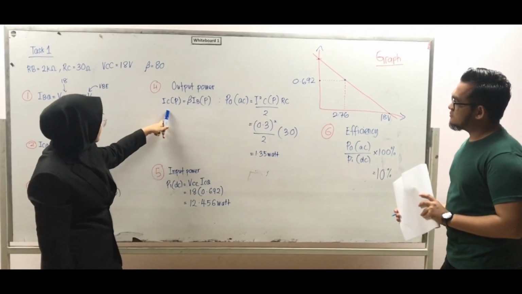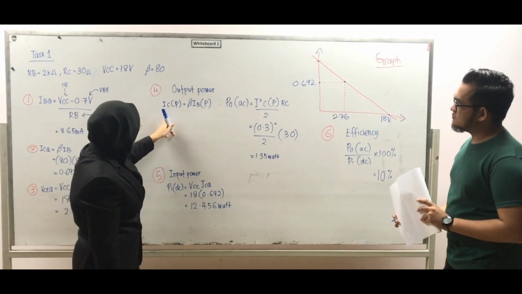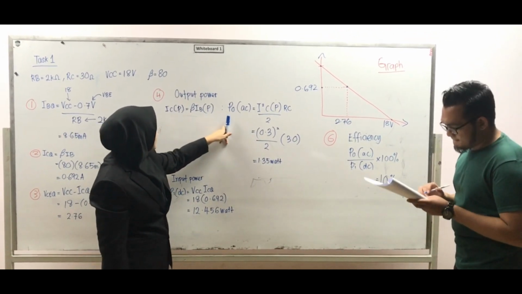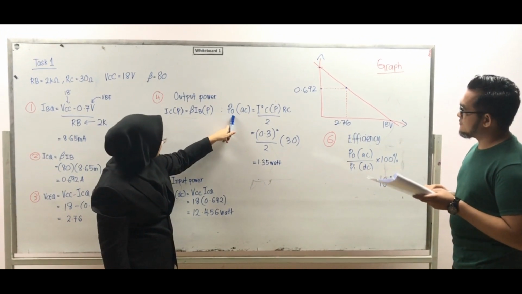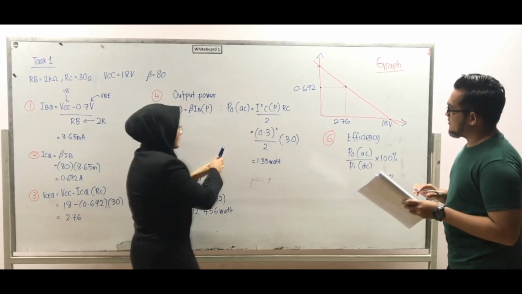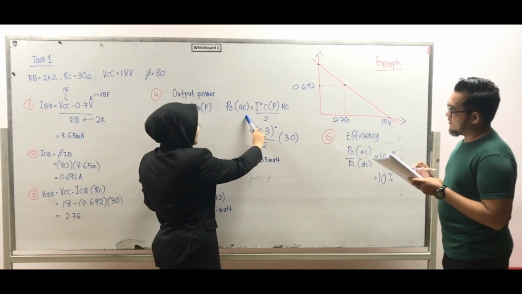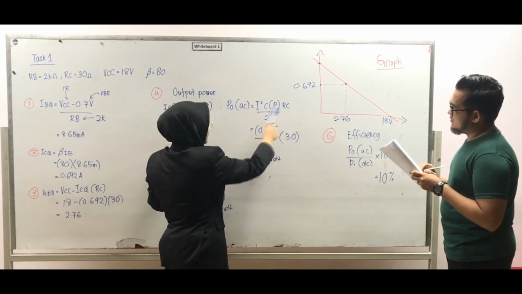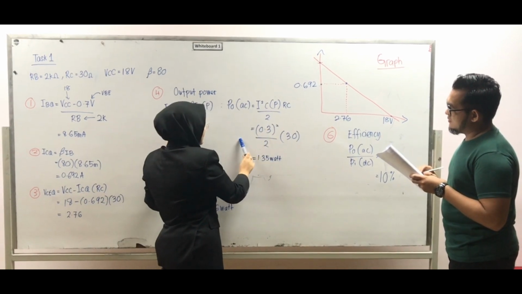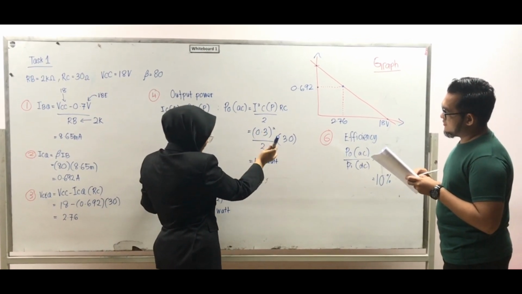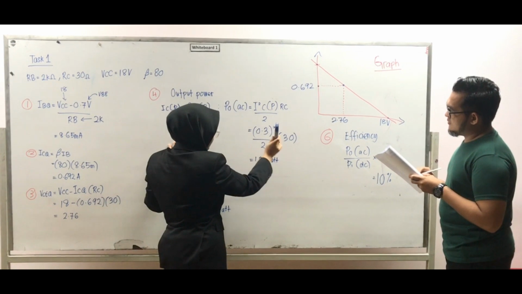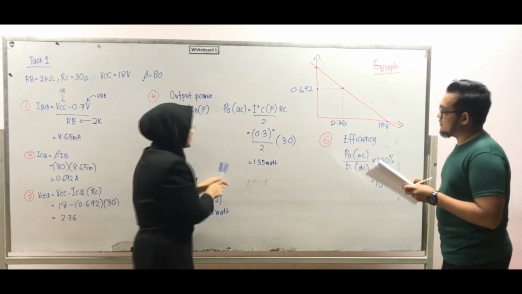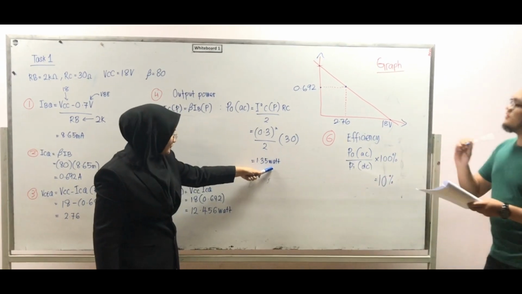Next is output power. For output power, IC is equal to beta IB, and the formula for the power output is I squared times RC divided by 2. So 0.3 to the power of 2, divide by 2, and then you multiply with 30. Then you got 1.35 watt.